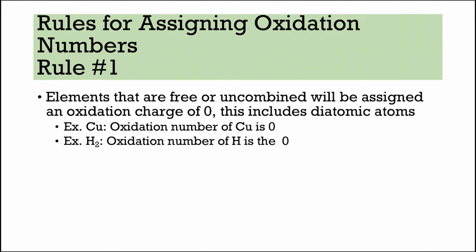So there are some rules to assigning oxidation numbers. I'm going to go through these pretty quickly because it just makes more sense to jump into practice with them. So this is one of the most important ones. Elements by itself or uncombined always has an oxidation number of 0. So that means anything by itself, this one copper atom, or this diatomic molecule of H2. If there's only one element, the oxidation number is 0.